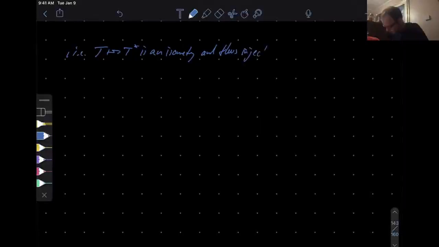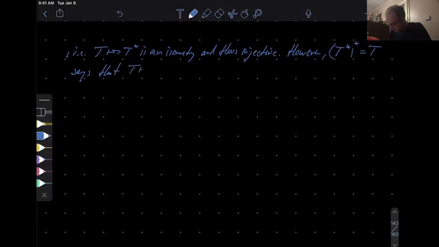Now, why is it surjective? Well, that's because we started with proving the fourth property, namely T star star is equal to T. That simply says that the map is also surjective, right? Because every bounded linear transformation is the adjoint of something, namely its own adjoint. So that's what it says. So that's surjectivity.